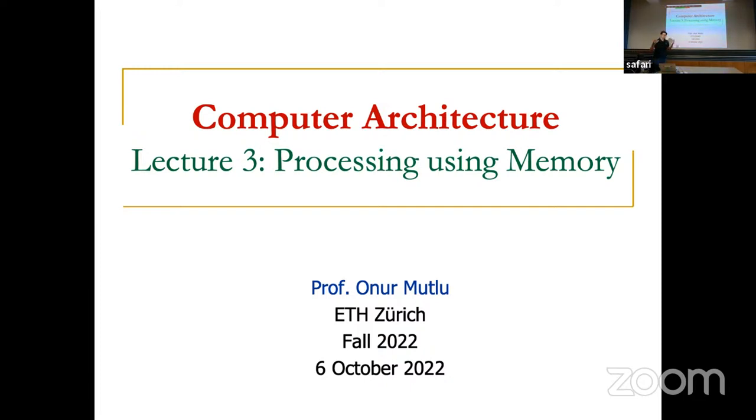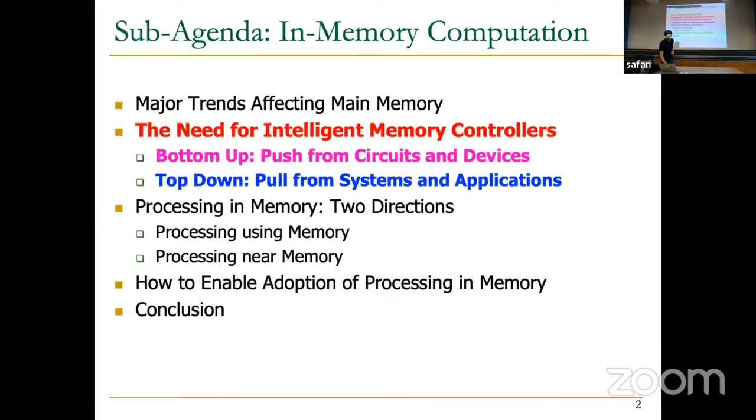Remember that this is something that we extensively introduced in the previous two lectures. Today, we are going to talk in much more detail about different types of processing in memory. We will start with some motivation again about why processing in memory capabilities are desirable in computer architectures these days. And then we will present a classification for different types of processing in memory. We will spend most of the lecture talking about processing using memory, which is one of the two main categories of processing in memory. So this is our agenda for this meeting and the next few meetings.